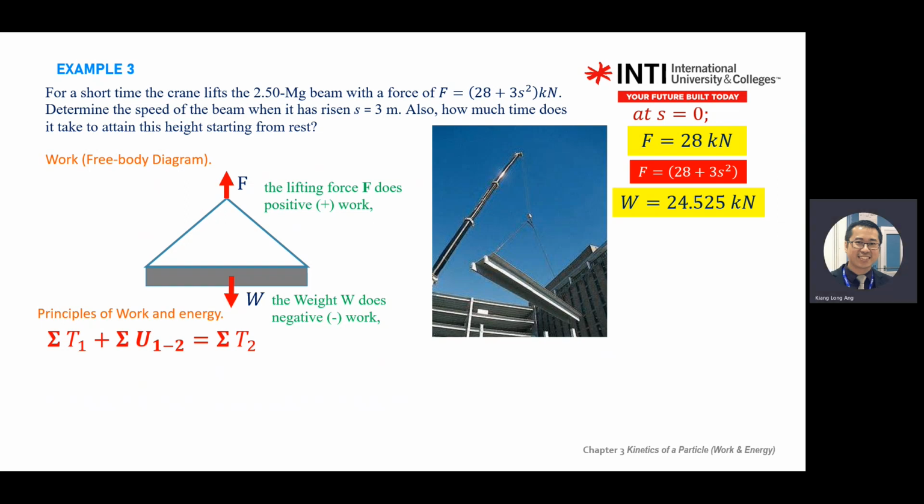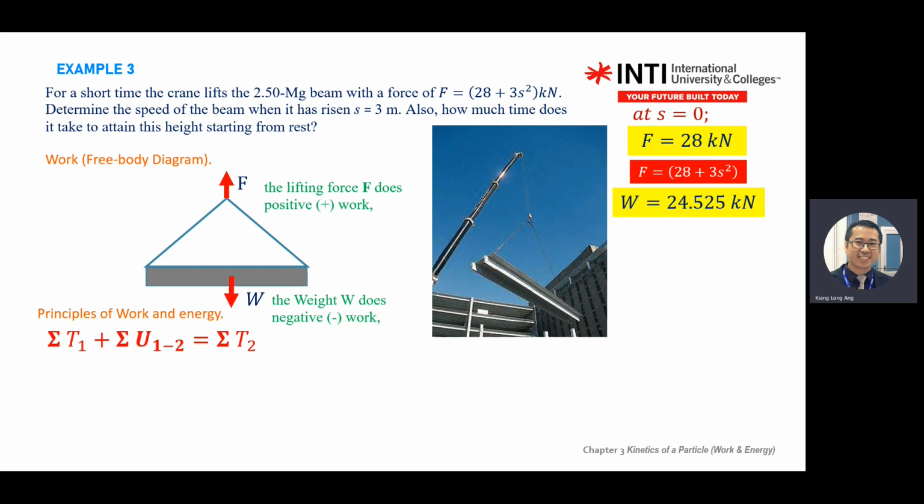What is your v1? From rest, 0. Although it's 0, you still need to write the kinetic equation first. What is the work done? So what is the work equation? Force bracket what? What is the distance traveled? What is the different distance? 3. F multiplied 3. What is the work done?